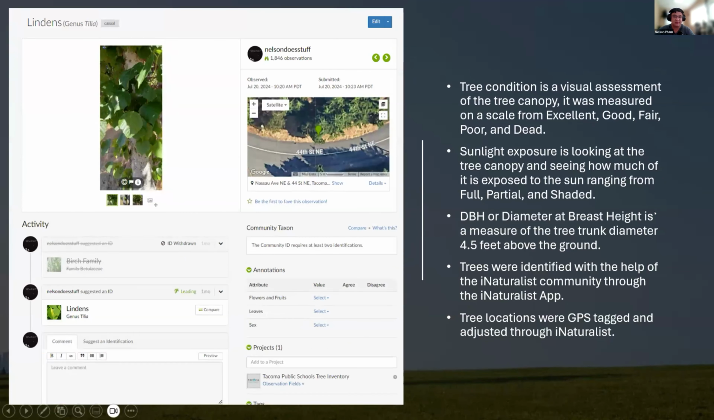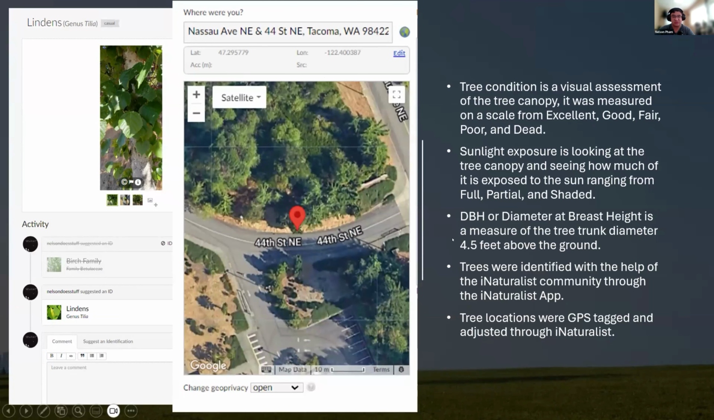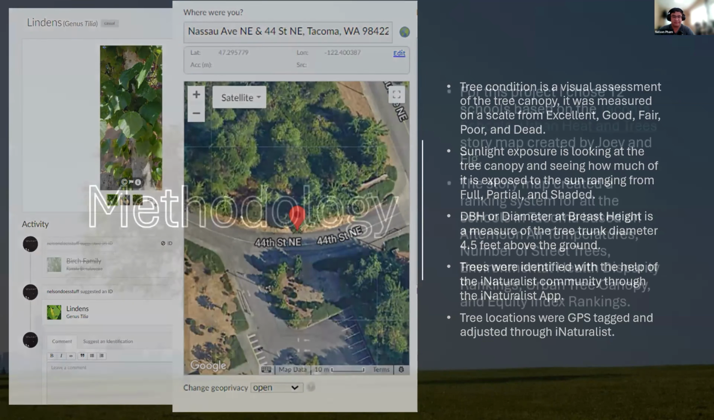And then the trees were identified with the help of the iNaturalist community through the iNaturalist app. Every single tree that I went out and measured, I physically took pictures of and then uploaded onto the iNaturalist app, where people could comment and also suggest what the tree species was. And then tree locations were GPS tagged and adjusted through iNaturalist. And here's me adjusting the GPS location of a tree that I observed.